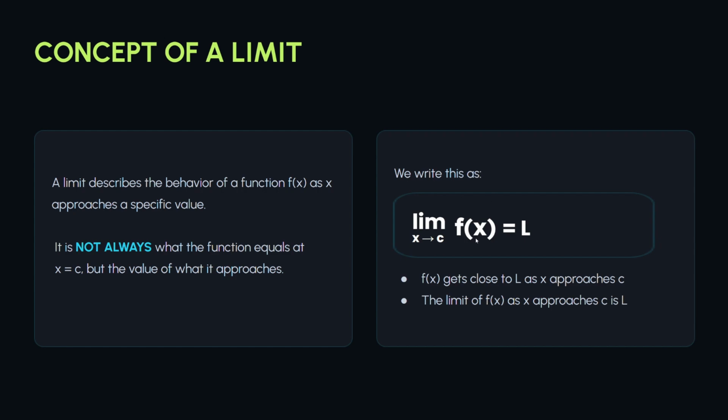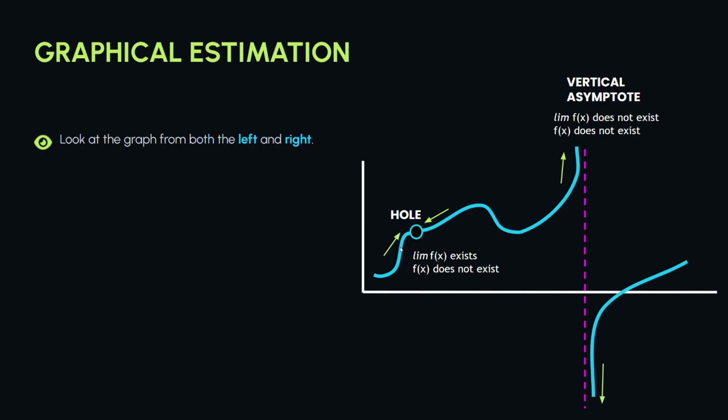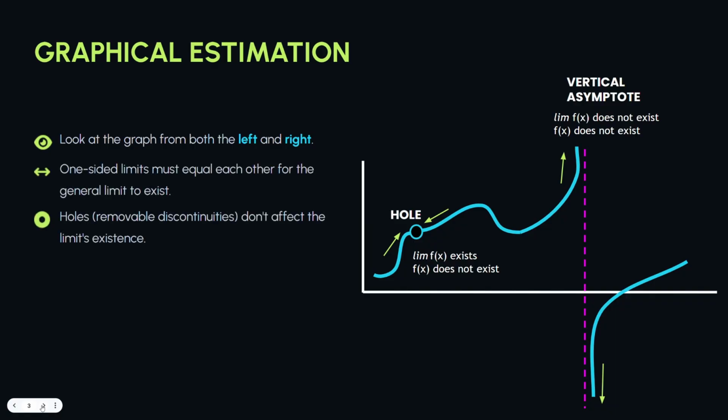When analyzing this, you always want to look at the graph from both the left and right sides. For a general limit to exist, the one-sided limits must equal each other. Keep in mind that holes, also known as removable discontinuities, do not affect the limit's existence. However, jumps and vertical asymptotes will cause the limit to not exist, or DNE.